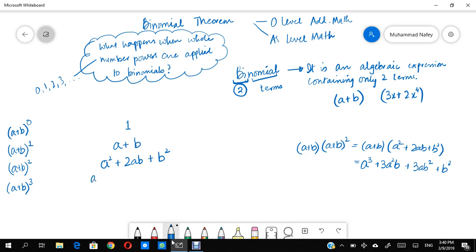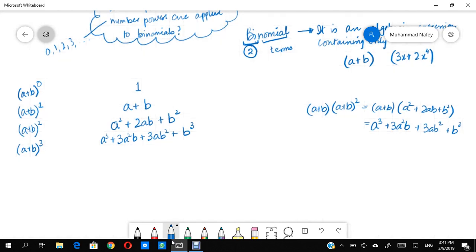a cubed add 3a squared b add 3ab squared add b cubed. Okay. Now let's move to a plus b to the power of 4.